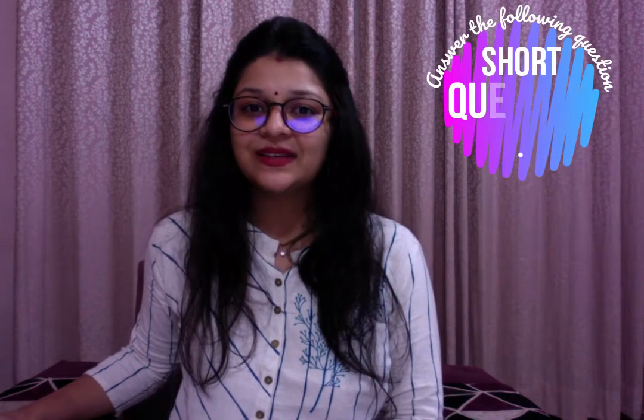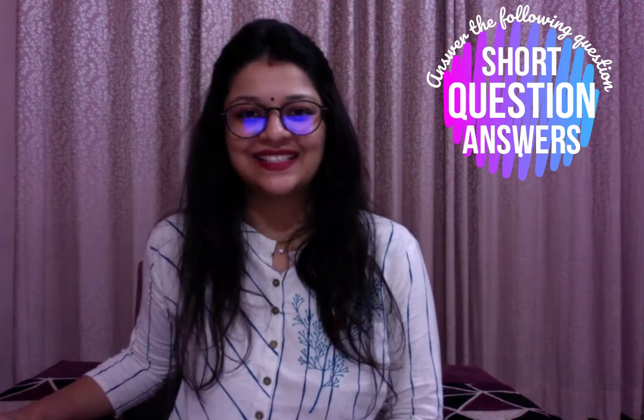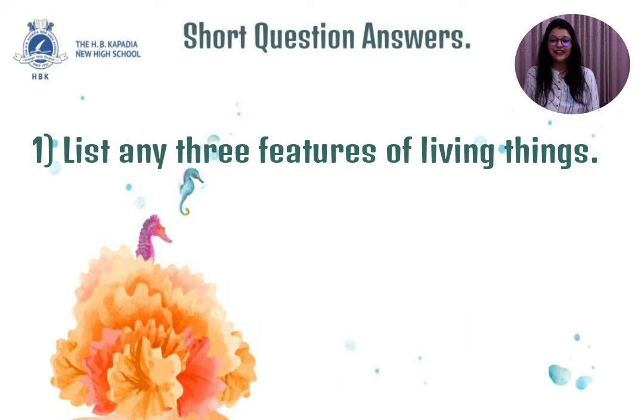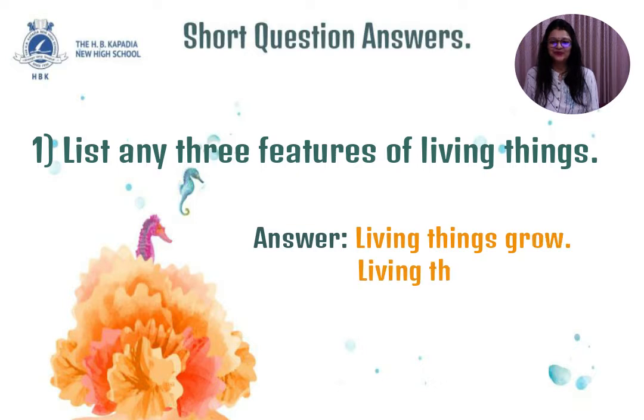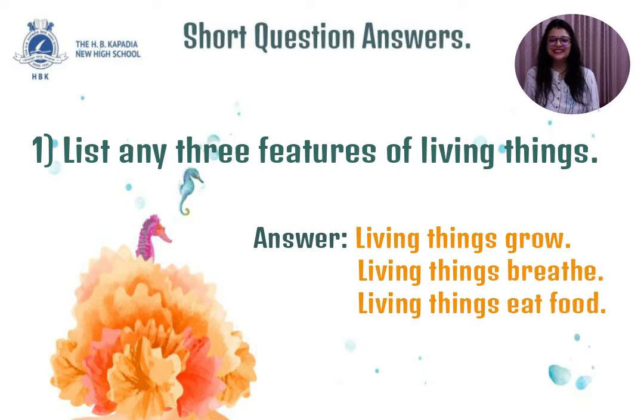Let's come to the next section. Answer the following questions. In that, let's start with short question answers. Question 1. List any 3 features of living things. First, living things grow. Second, living things breathe. Third, living things eat food.